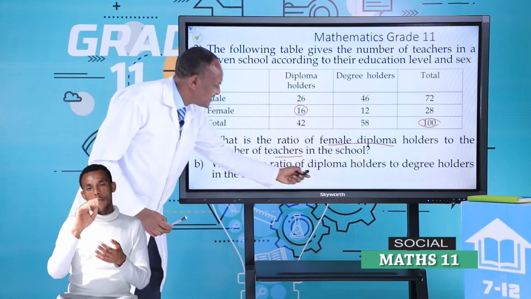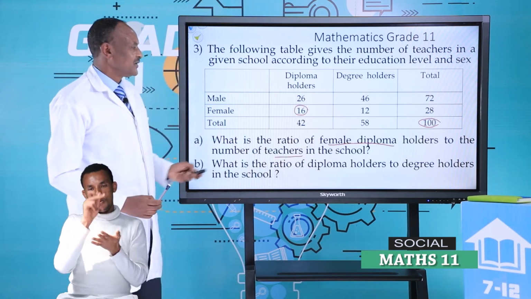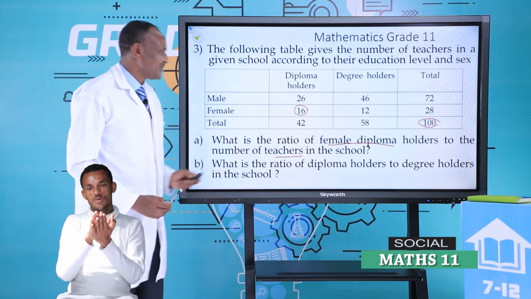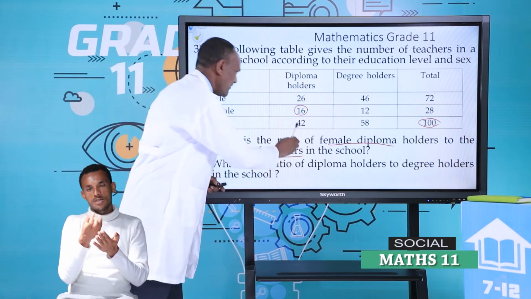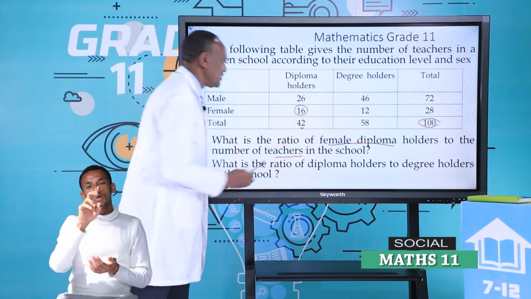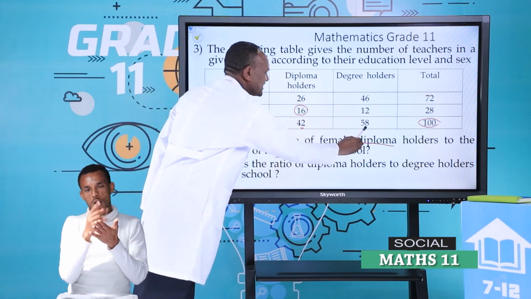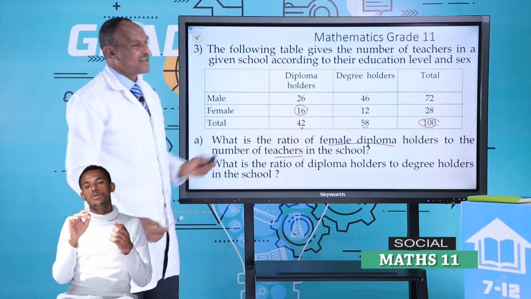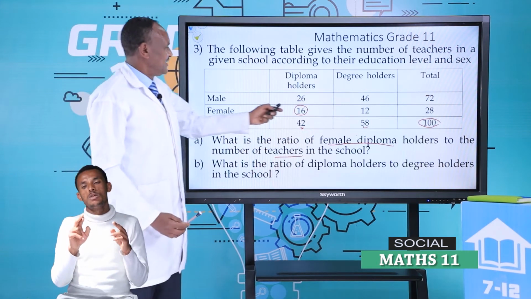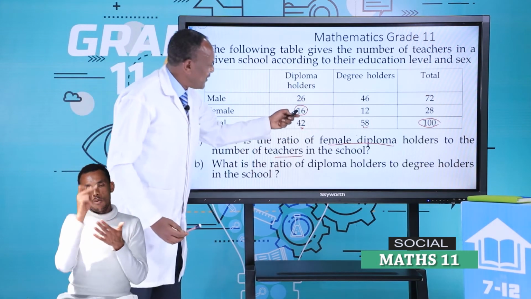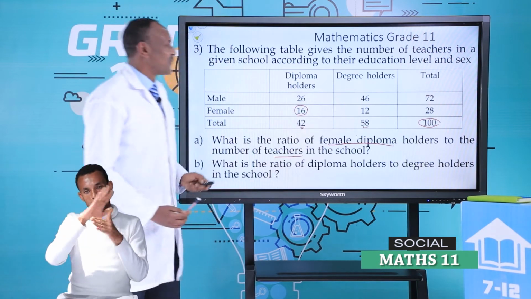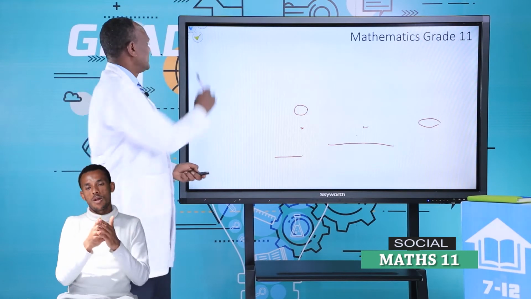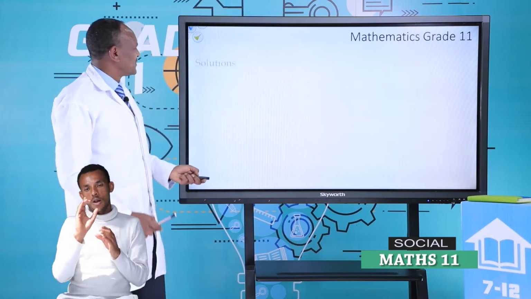B, what is the ratio of diploma holders to degree holders in the school? Diploma holders to degree holders. There are 42 teachers with diploma and 58 teachers with degree. What is the ratio of the two? This gives part to part. The first one, female diploma holders to total number of teachers, gives part to whole. So this could be calculated as follows.